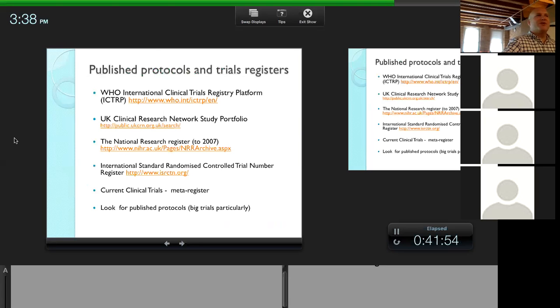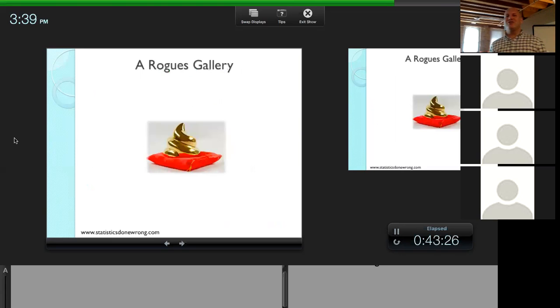And actually, when you're reading a trial, it's quite good fun to pull up the protocol next to it. Just as a little bit of detective work, because it might absolutely restore your faith in humanity, or it might not.